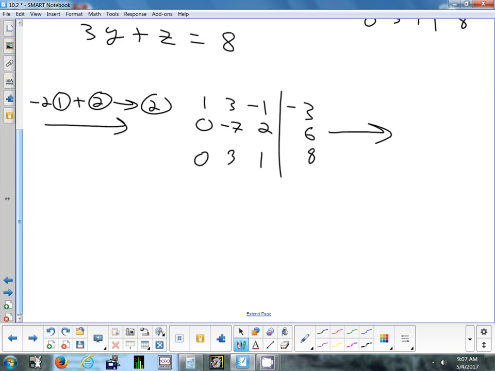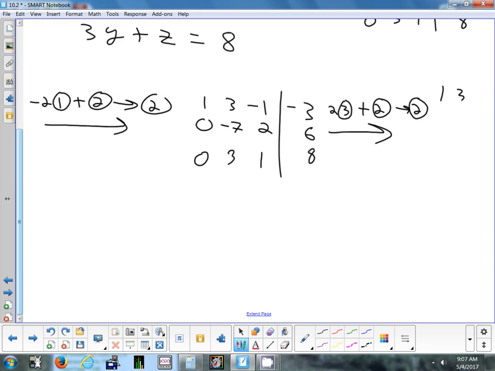You could multiply everything by negative 1/7, but now you're going to have really messy numbers to work with. Or you can get the negative 7 closer to a 1 by adding 2 times row 3 to row 2. It doesn't get it to be a 1, but it gets it to be a negative 1, and then we can easily fix it to be a positive 1. So I'm going to do 2 times the third row, added to the second row, and I'm going to put the answer in the second row.